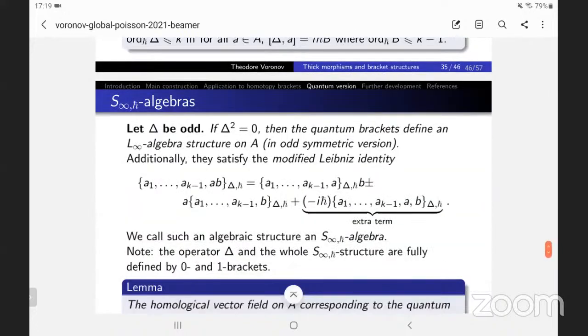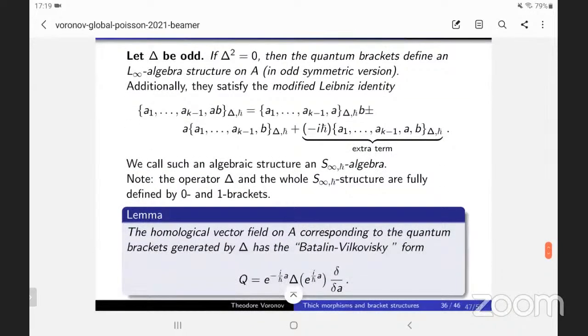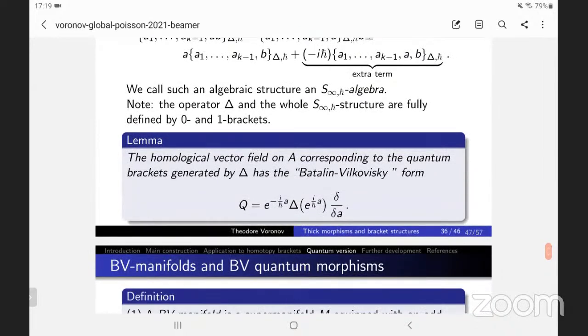And the main statement is the following. One thing that I want to pause on, again, is the formula of the homological vector field. If I have brackets generated by a differential operator delta, then you have a nice form of the homological vector field, like the Batalin-Vilkovisky equation, the Batalin-Vilkovisky formula.